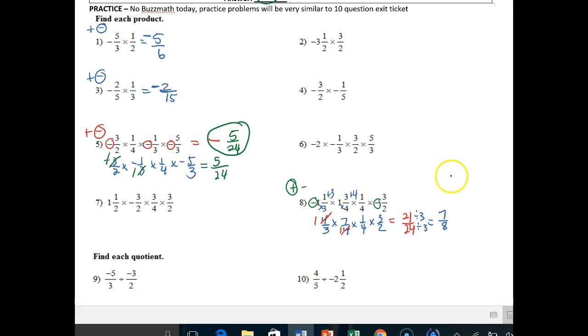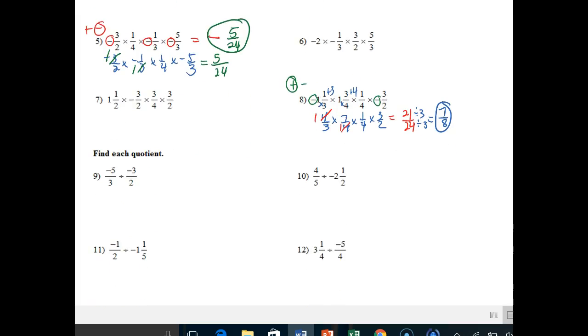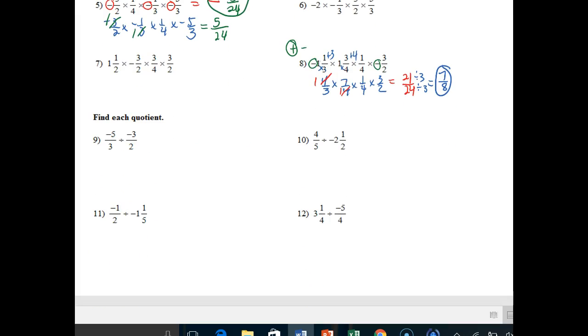Now was my answer positive or negative? I already said it in the beginning, it's positive. So there you go. I'll do one of these division problems for you. Number 12. If you got an improper fraction, first of all, I'll say, hey, is my answer going to be positive or negative? Well, I only have one negative, so my answer will be negative. So I'd say equals a negative sign.